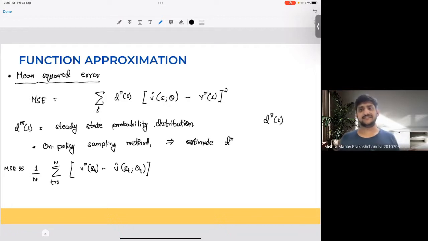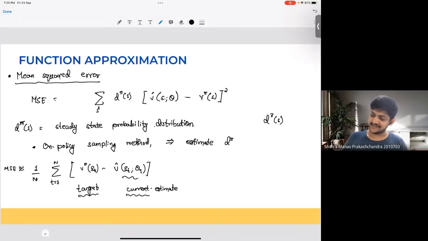Okay, so this is again similar to what we have been looking at in our TD learning methods or in your stochastic approximation method. So this particular thing is known as the target here, and this is the current estimate. At each time step, I am taking the difference between the target and the current estimate, and I'm using stochastic averaging to update my mean squared error, right? So this is what is happening.